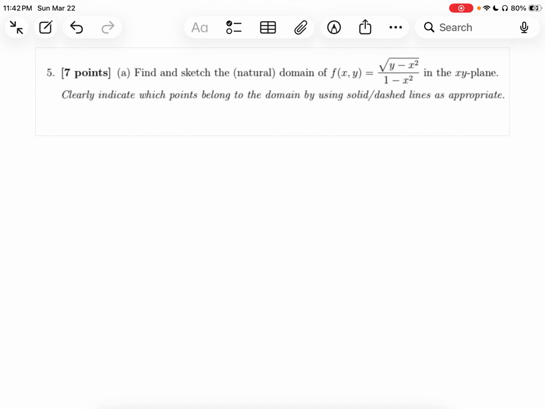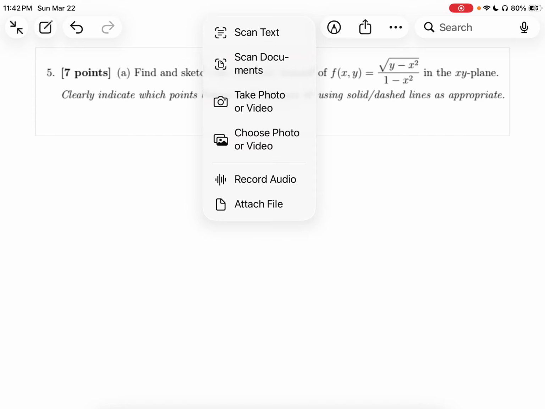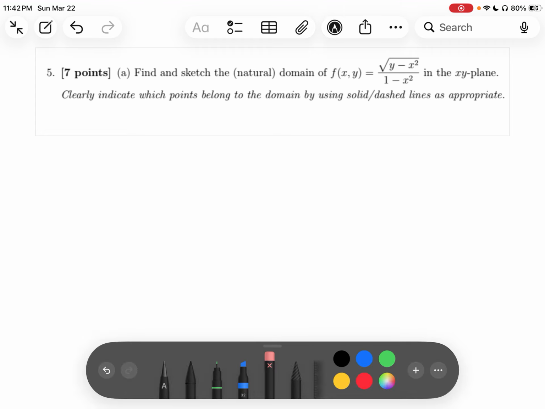For this question, we want to find the domain of the function f of x, y, and we want to find what values of x and y this function exists. Here we have in the numerator a square root function, and for a square root, everything under the square root needs to be greater than or equal to 0. So we have y subtract x squared has to be greater than or equal to 0.